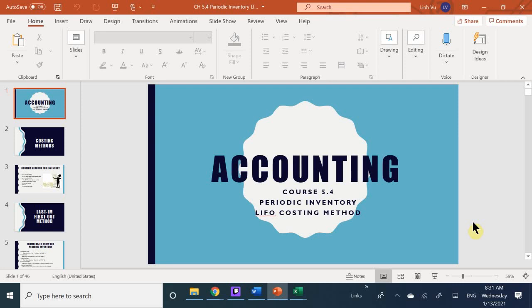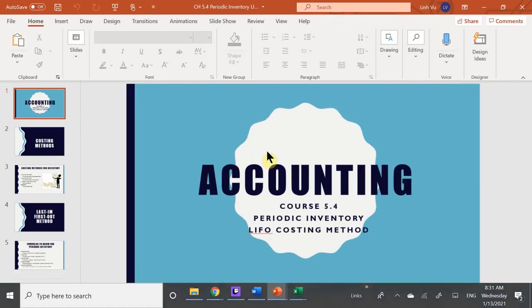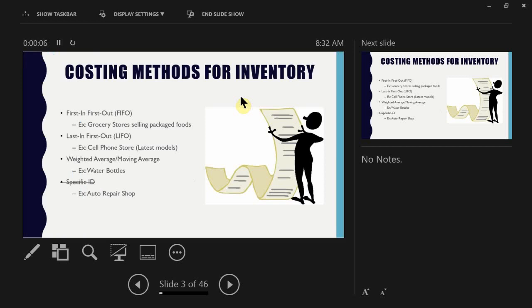So then, yesterday we got to take a look at the periodic inventory, the FIFO costing method. Again, the second part is going to be the LIFO. LIFO is, again, the same exact methodology. It's the second type of costing method.